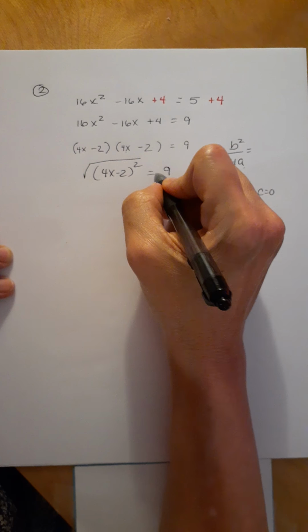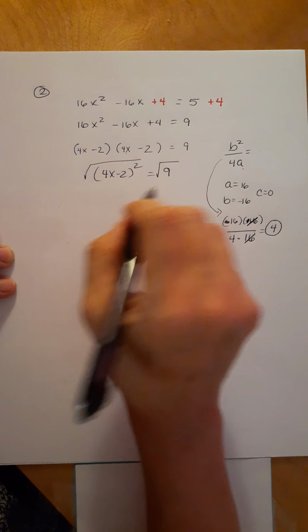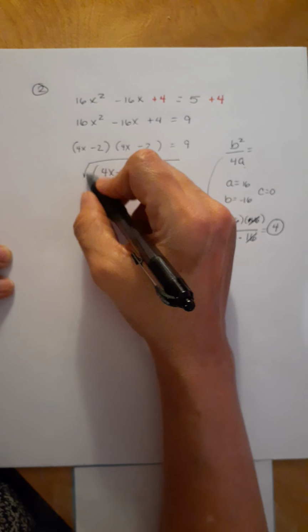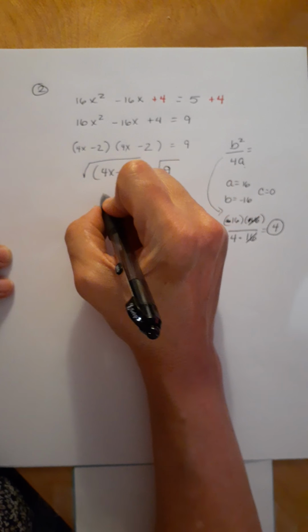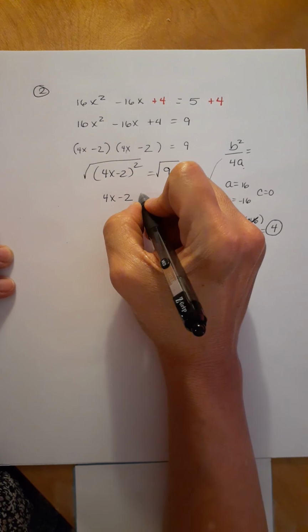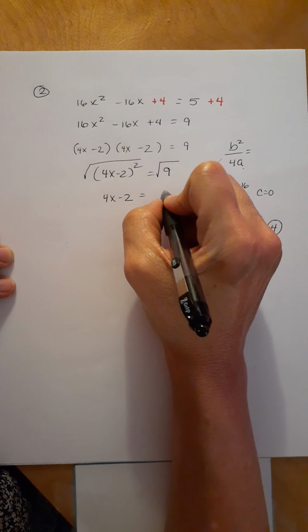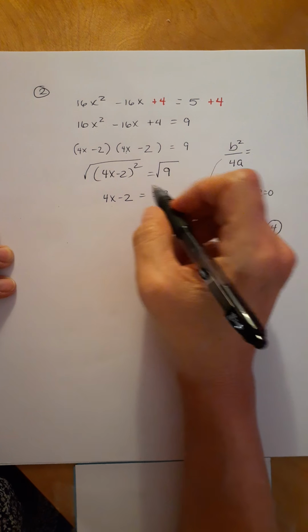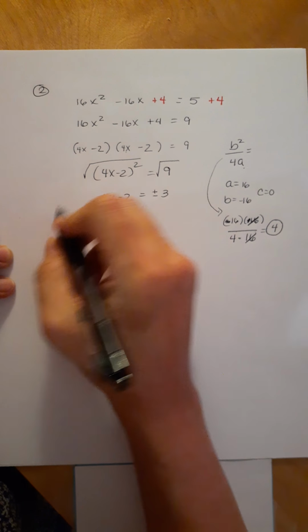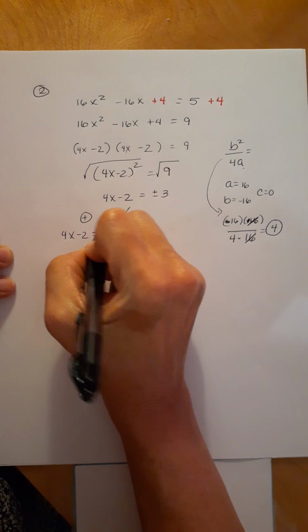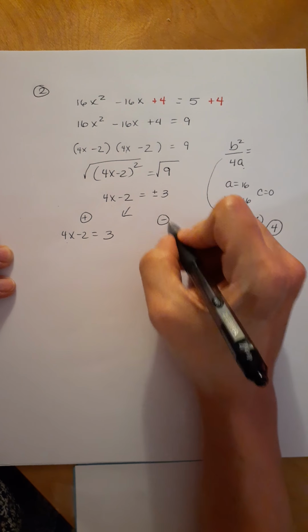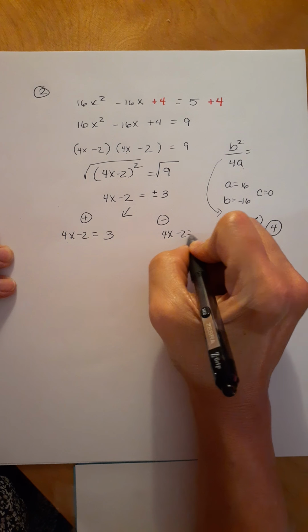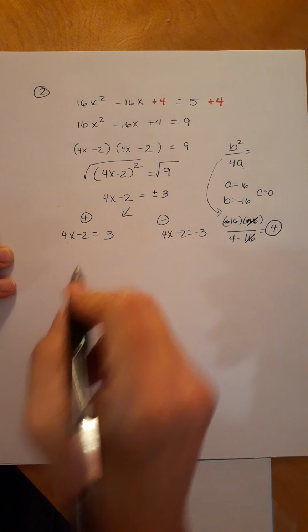Take the square root of both sides, and I get that x alone. This square root cancels out that square. 4x minus 2 equals, what's the square root of 9? Plus or minus 3. Okay, let's do the positive side. 4x minus 2 equals 3. The negative side, 4x minus 2 equals negative 3. And we just solve for x.